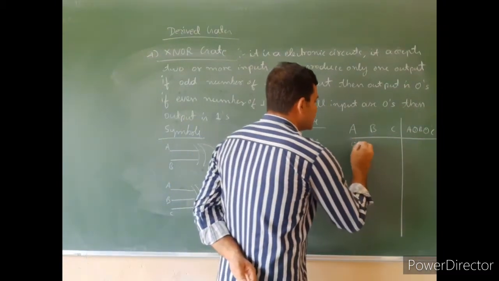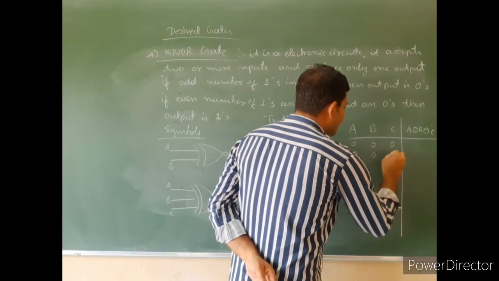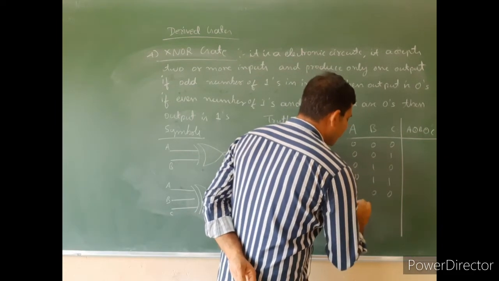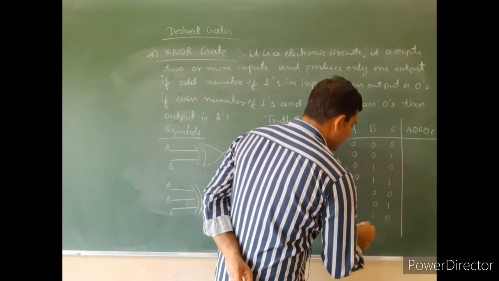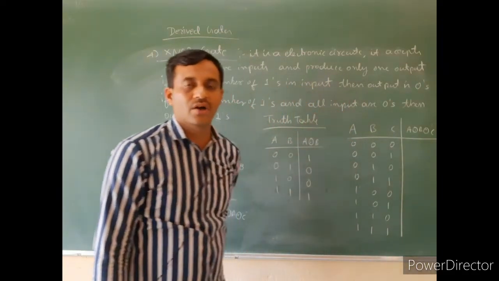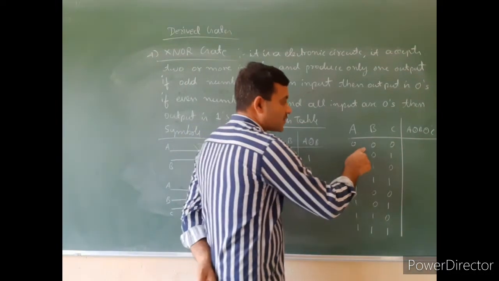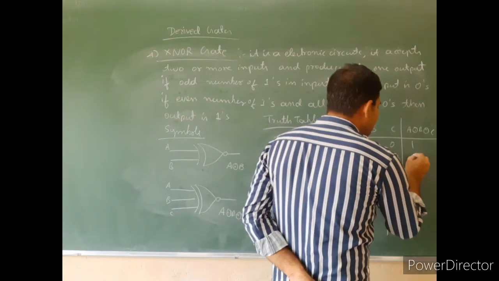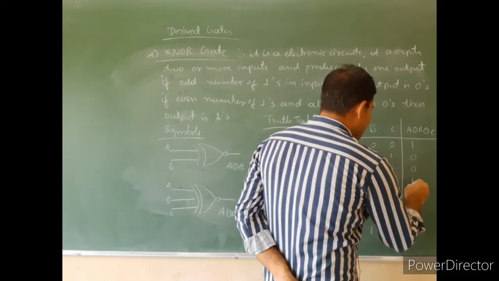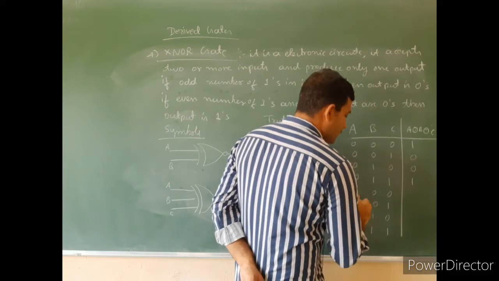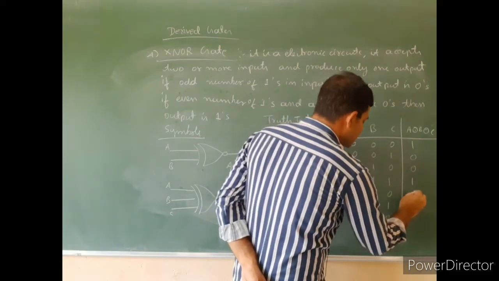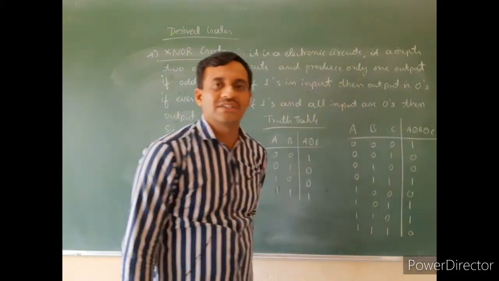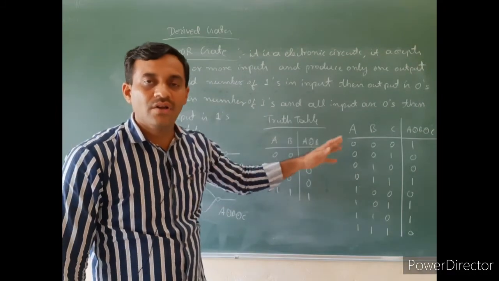The combinations are 000, 001, 010, 011, 100, 101, 110, 111. 8 possible combinations. If all the inputs are 0, then the output is 1. For an odd number of ones, the output is 0. For an even number of ones, the output is 1. Even numbers of ones give 1, odd numbers give 0. So this is the truth table for the XNOR gate.